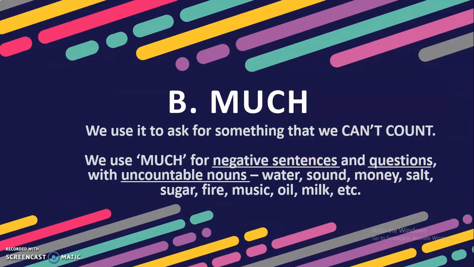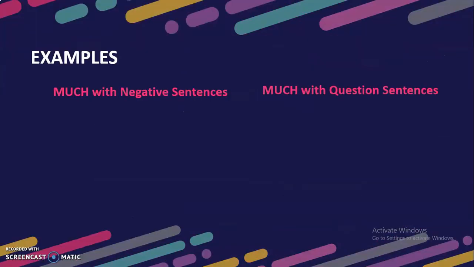Now let's move on to the second word, that is much. Much is used to ask for something that we cannot count. So we use it with negative sentences and questions. And we use it with uncountable nouns like water, sound, money, salt, sugar, fire, music, oil, milk, and so on.